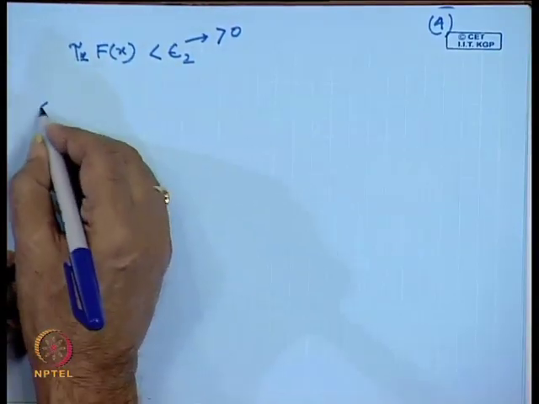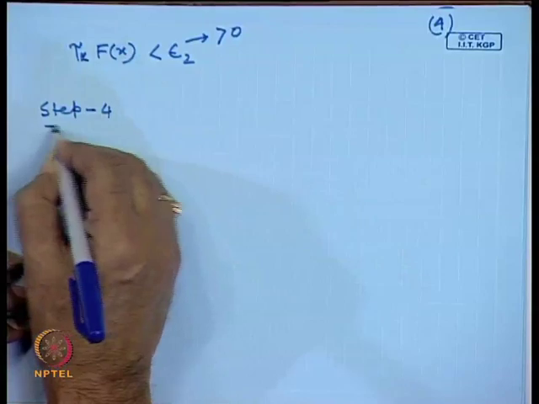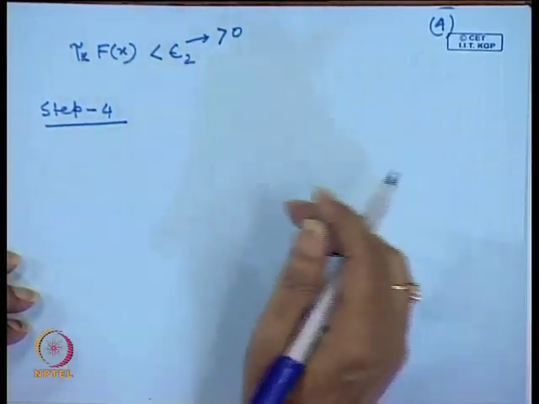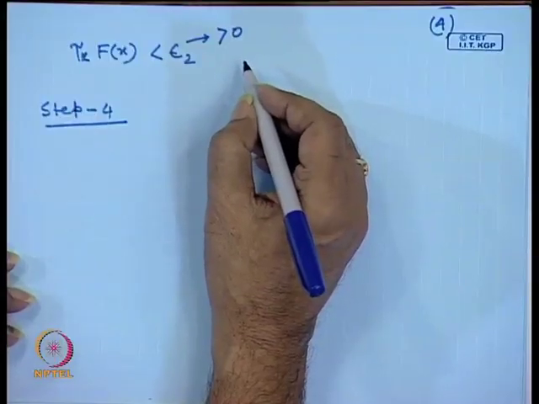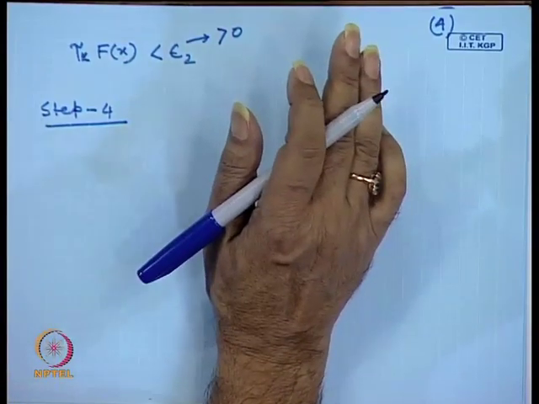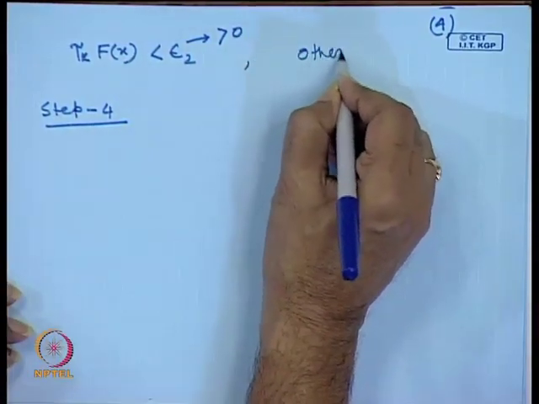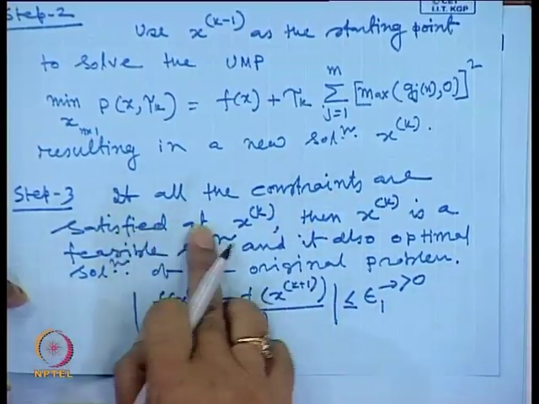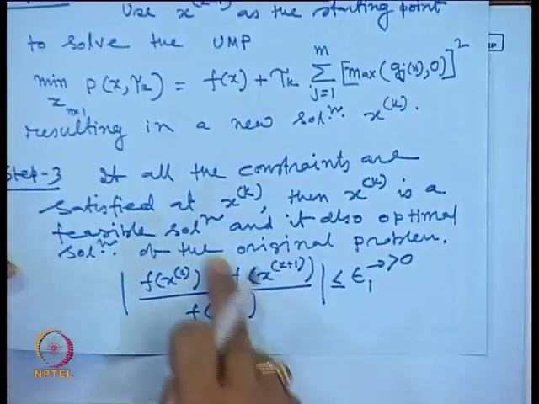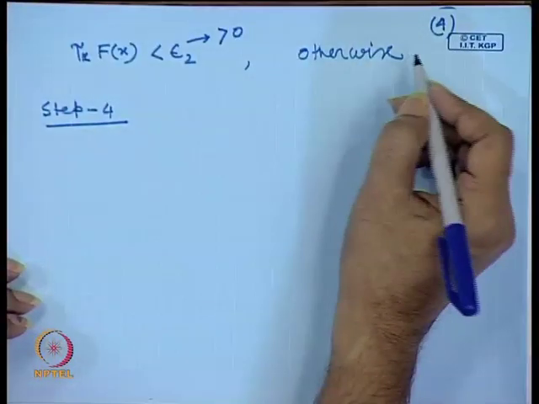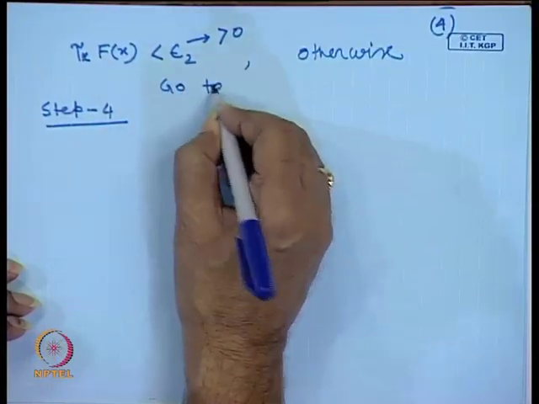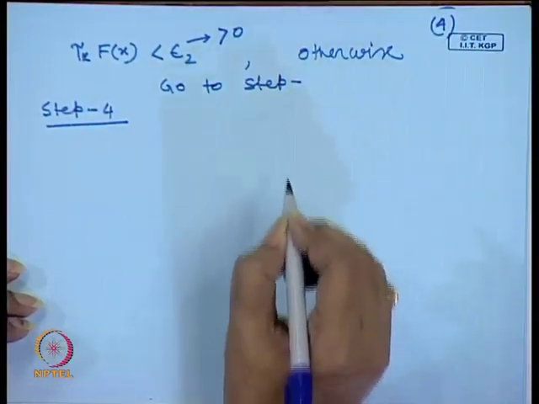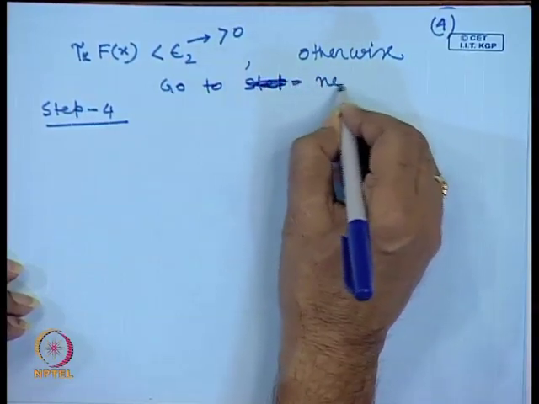And the last step: suppose these two criteria are not satisfied, all the constraints are not satisfied, the points are not in the feasible region, then what to do? That means you have not reached the optimal point. Otherwise, if these conditions are not satisfied, you go to step 2, the next step.